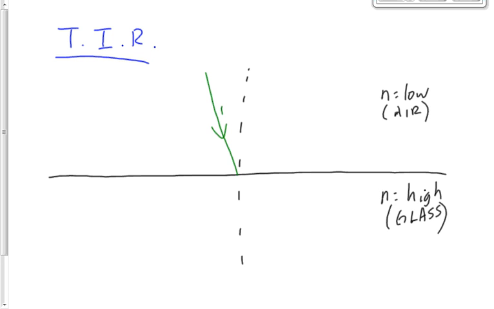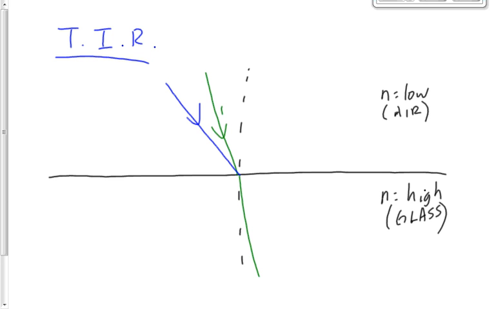Yep, it's going to slow down. If it slows down, then theta is going to get smaller, right? Theta 2 will be smaller than theta 1, right? Let's increase the angle of incidence a little bit. That's an angle of incidence that's about twice as big as my original angle of incidence.